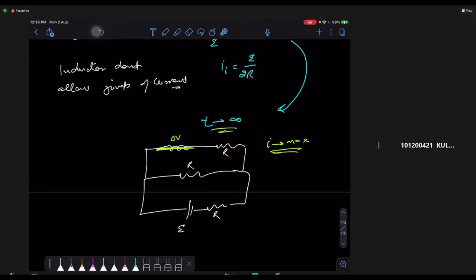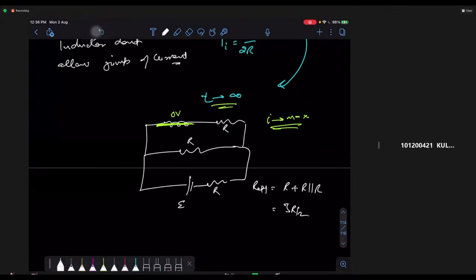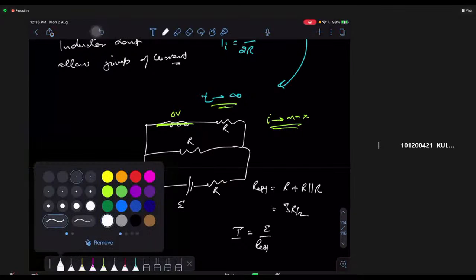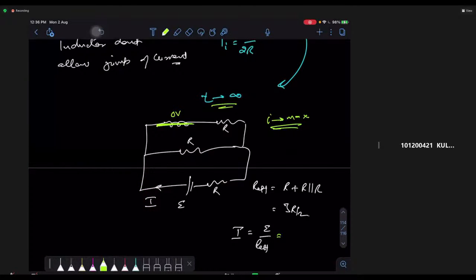Now the inductor is going to be a plain wire, so I can consider these two branches a parallel combination. These two make a parallel combination, and this one makes a series combination. So how much is my R effective? Two resistances make a parallel combination and one makes a series combination here, so it is 3R by 2. So how much is the current coming through the battery? It's E by R effective, and this will be 2E by 3R.